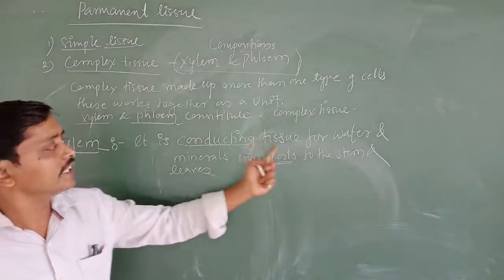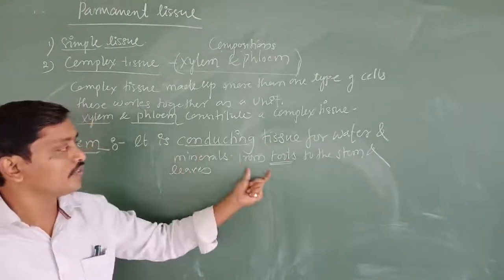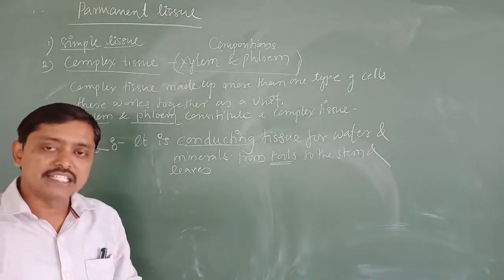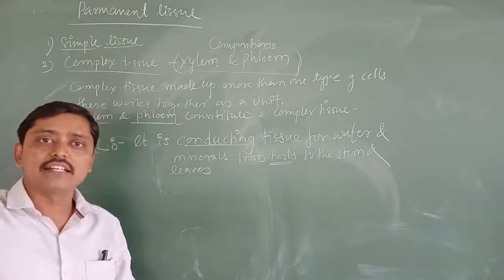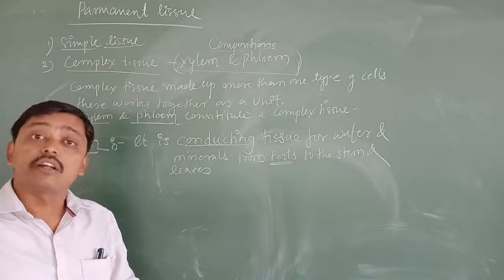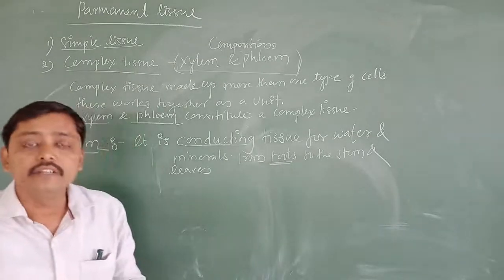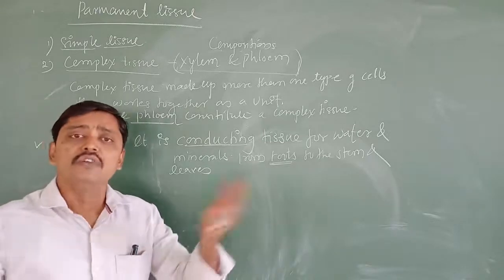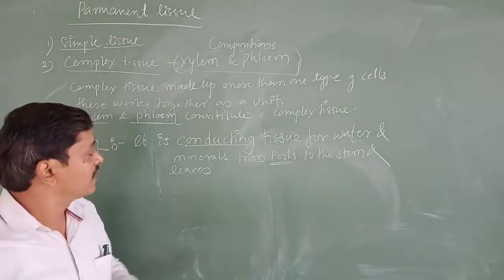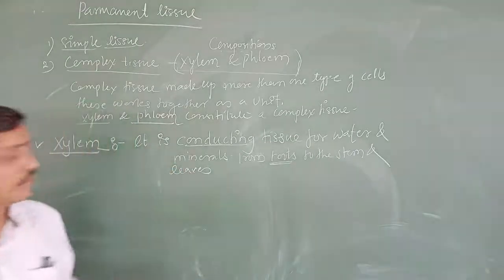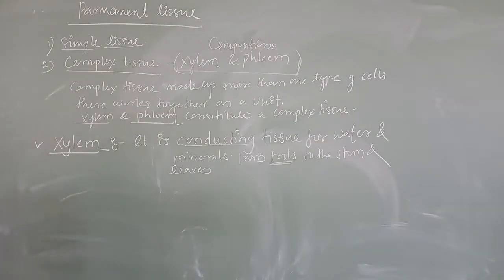It is a conducting tissue for the water and minerals from root to the leaves. In the sense, it is going to supply the water and minerals which are absorbed by the roots to the different parts of the plant like stem and leaves. That is one side.